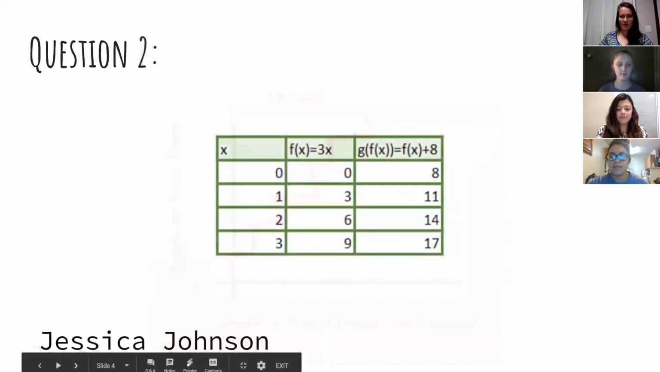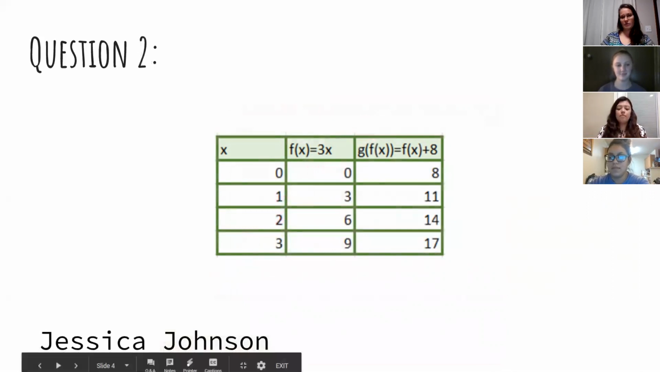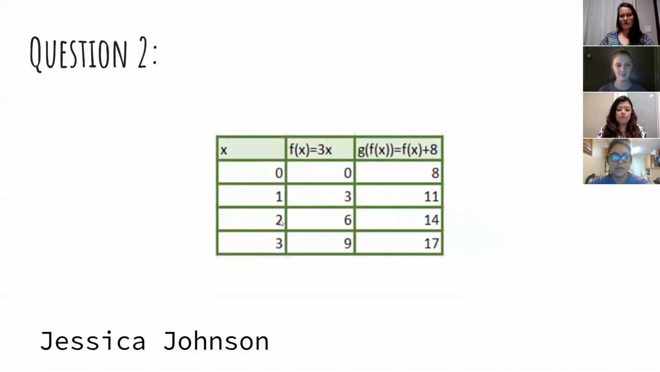So what puts fun into functions? Here's my chart that shows a set of functions following the rules of multiplying by 3 and then adding 8. We are given 4 inputs, also known as domains, of 0, 1, 2, and 3. Let's just say that we input the number 2. The 2 has to follow the function rules of 3 times 2 equals 6. And then the 6 has to follow the function rule of adding 8. So 6 plus 8 equals 14.